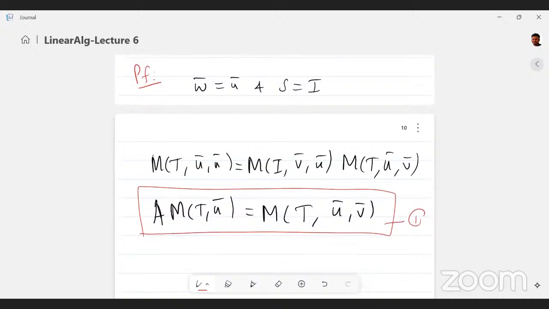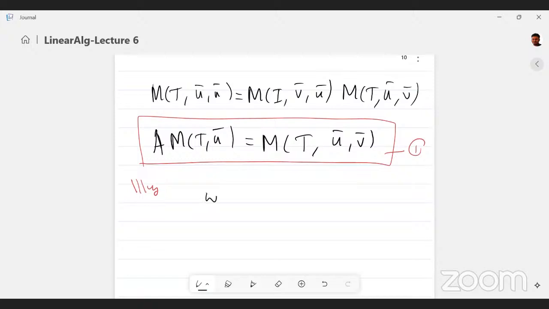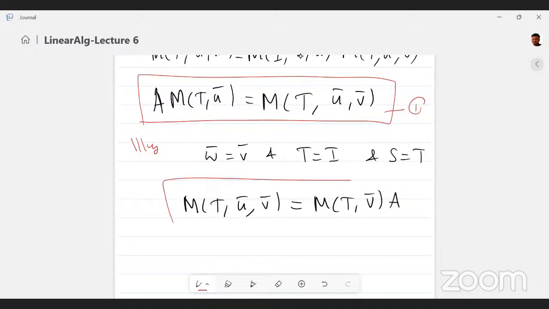Similarly, you can substitute W bar equal to V bar and T equal to identity and S equal to T. You have to interchange the role. If you just work it out, then you will get M of T U bar V bar is equal to M of T V bar A. So this is my second identity.